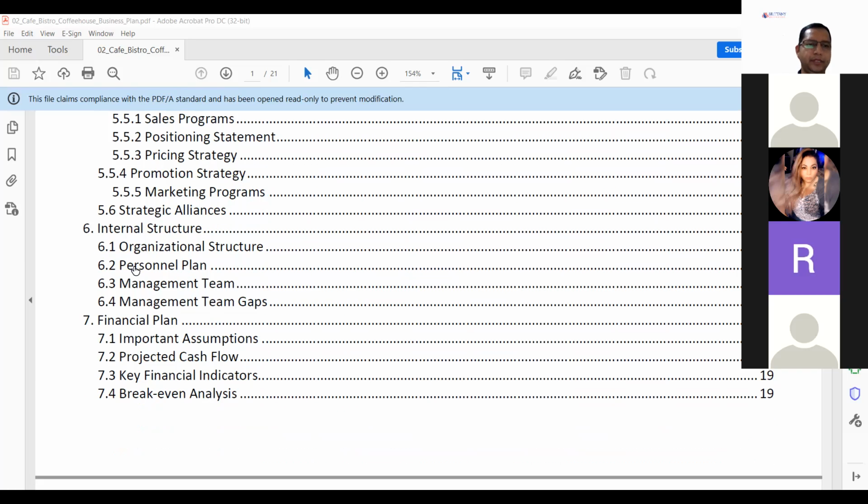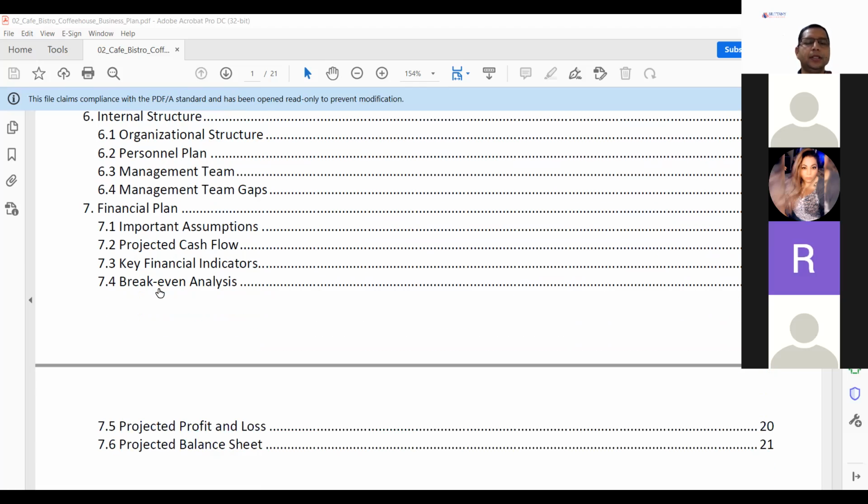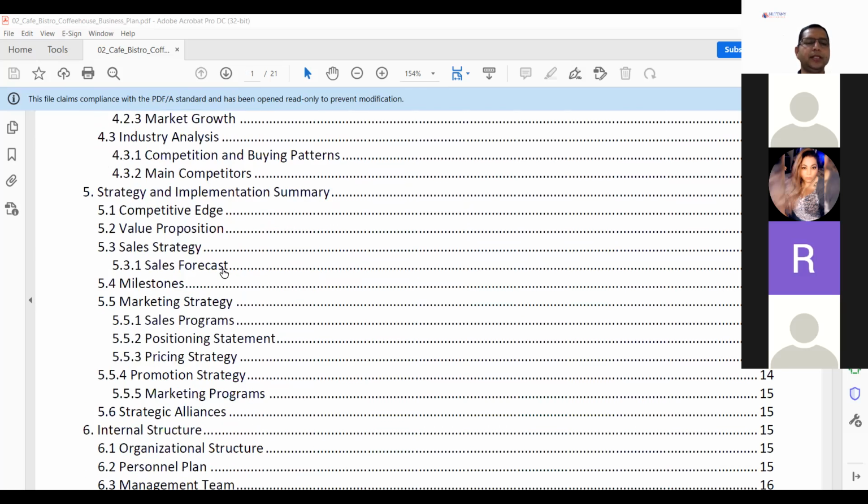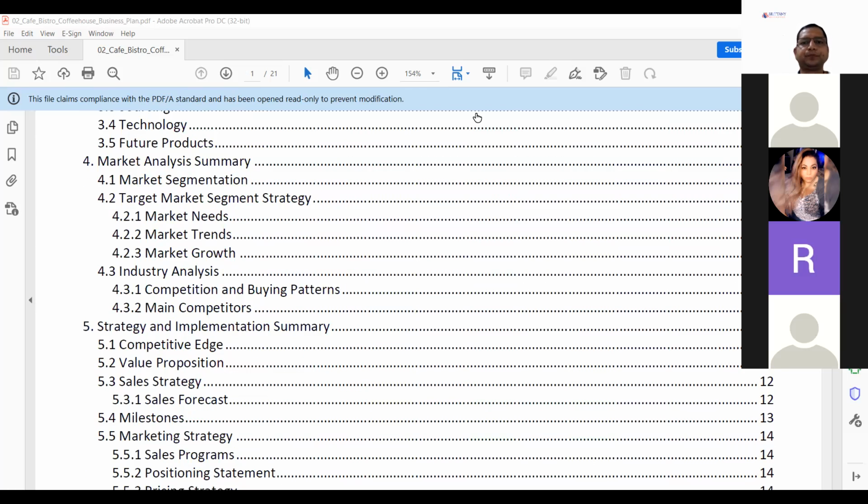Internal structure, basically this is the organizational structure. You will be putting your organizational structure, personnel or the management team, who the senior management team are, etc. Then in the next section, you can put the financial plan, important assumptions, projected cash flow, financial indicators, and break-even analysis. So this is how you write your business plan.